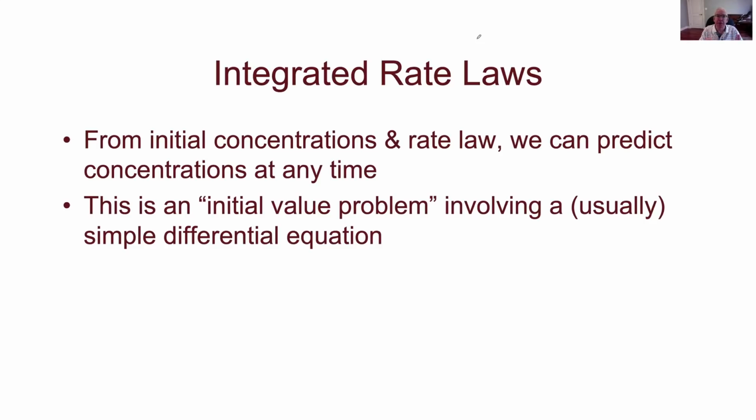In a reaction, if I know the initial concentrations and if I know the rate law, which essentially is the thing that tells me how fast the reaction is going, I should be able to predict what the concentrations would be at any time later, right? How much of my reactants had been used up, how much product had been made, things like that. So mathematically, this is what's known as an initial value problem, which has, in this case, a very simple looking differential equation in it.